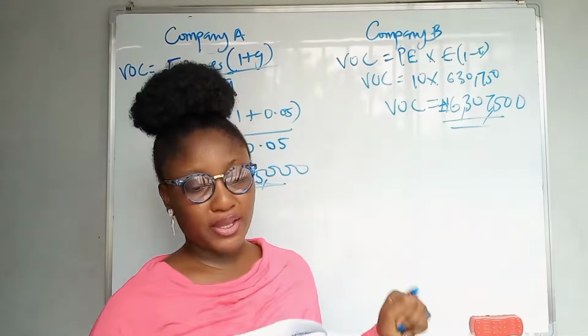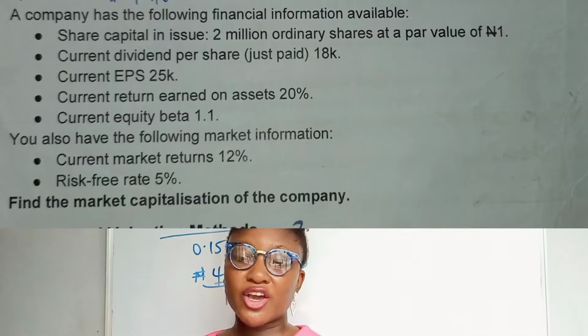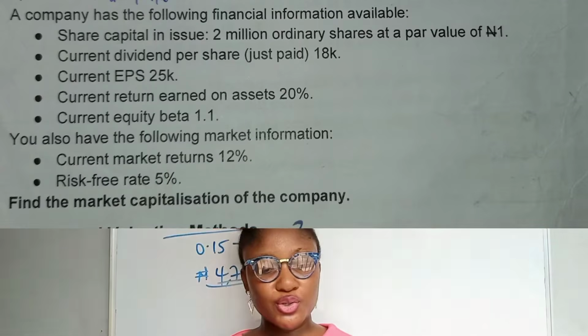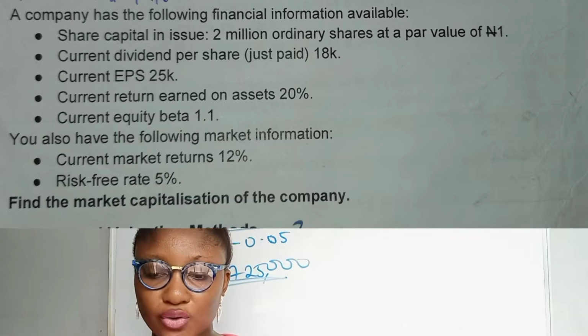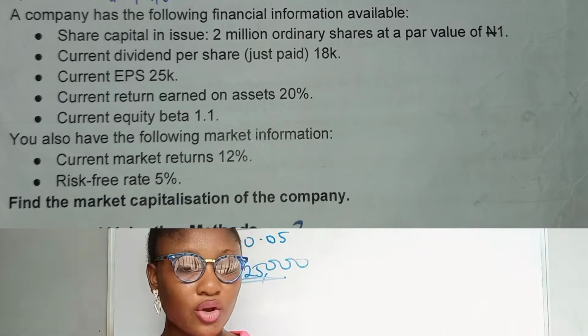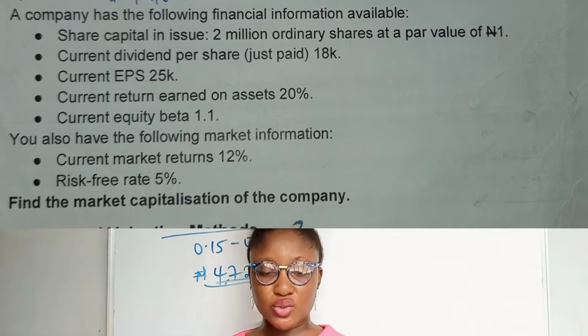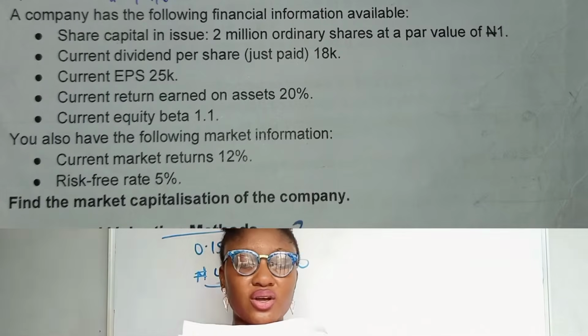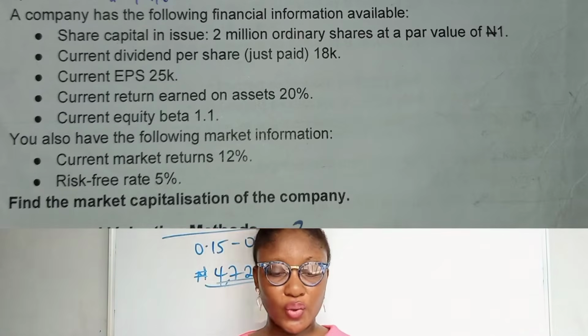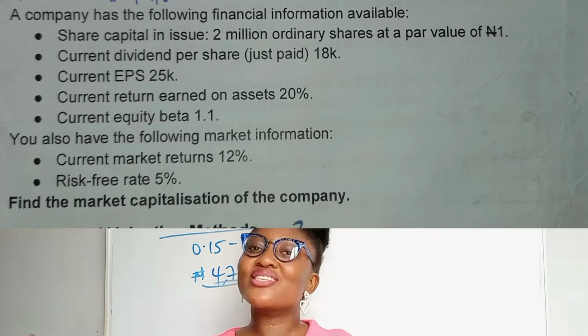Okay, this one is on market capitalization. So it says a company has the following financial information available. Share capital in issue: 2 million ordinary shares at par value of 1 naira. Current dividend per share just paid: 18 kobo. Current earnings per share: 25 kobo. Current return earned on assets: 20%. Current equity beta: 1.1. Why all this plenty information?